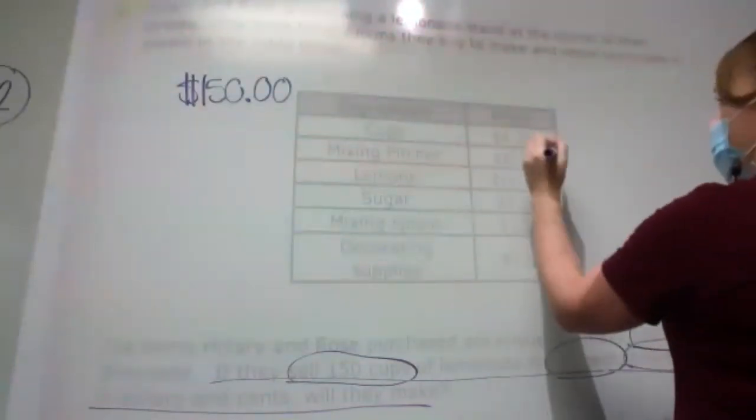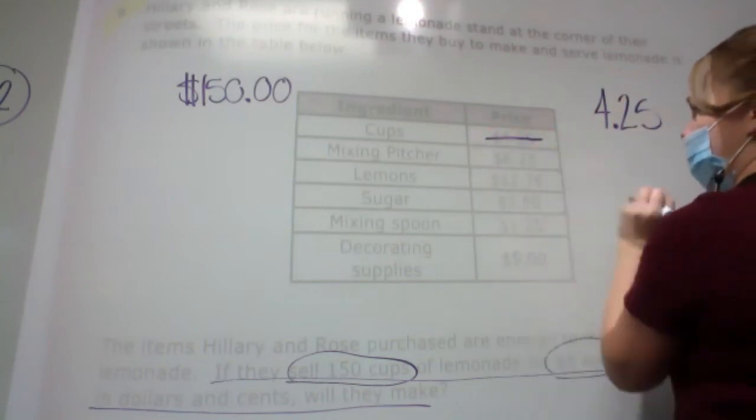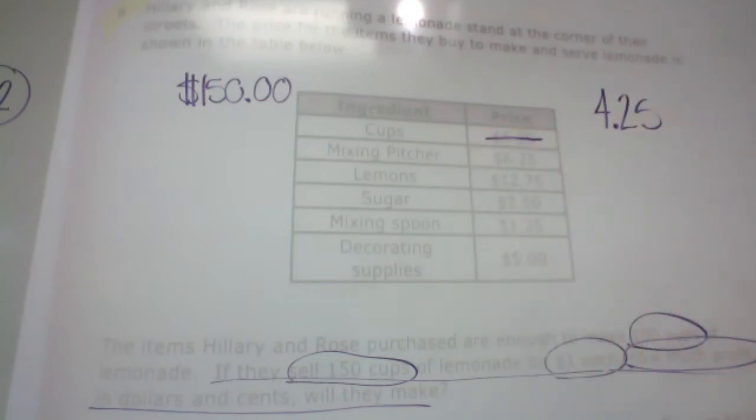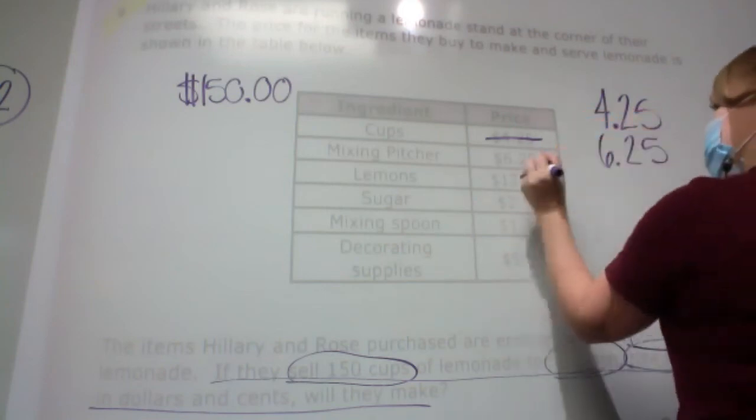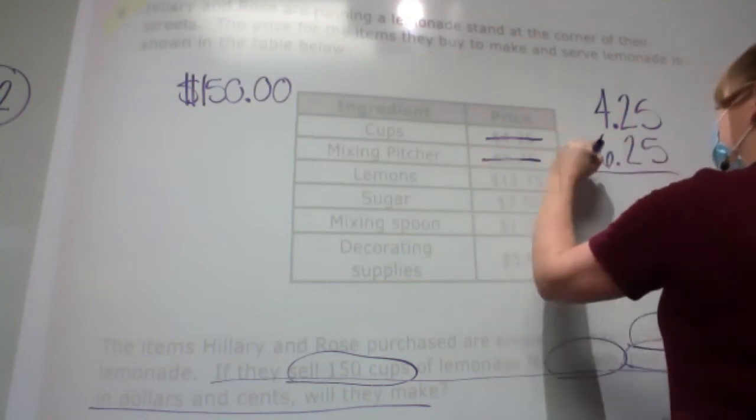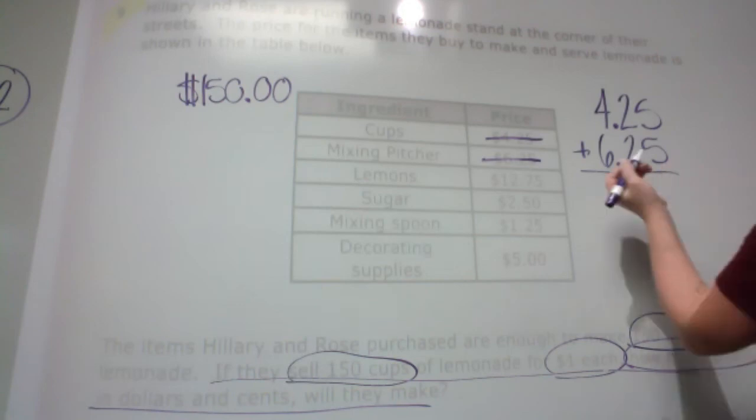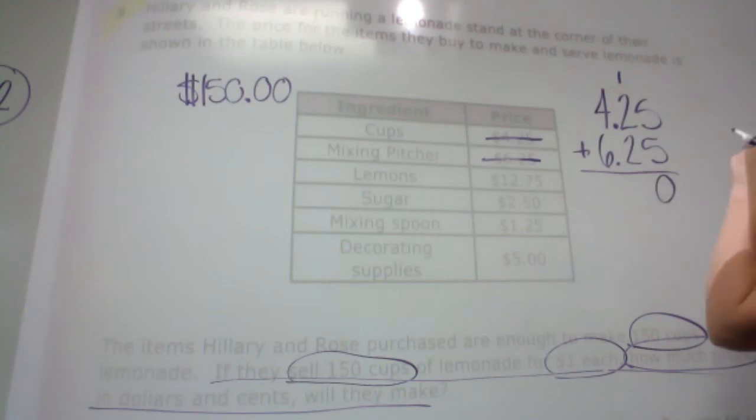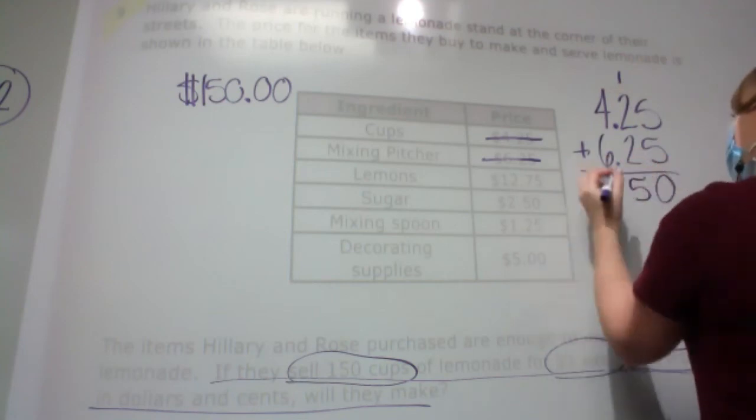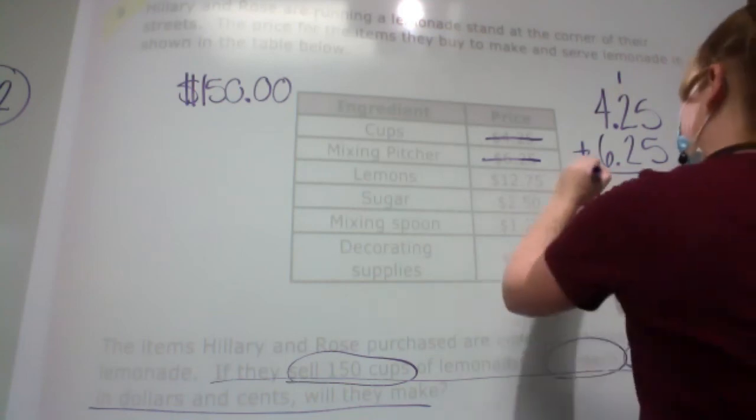All right, so I'm gonna just start at the top, $4.25. I'm gonna mark through it, so just keep track of what I'm doing. I'm gonna add $6.25. So let's do that one first. 5 plus 5 is 10, and I'll carry my 1. And I've got 2 plus 2 plus 1 is 5. Put my decimal. And 6 plus 4 equals 10.